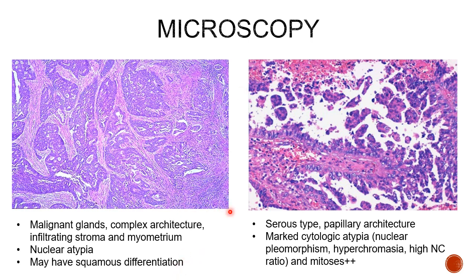For type 2 carcinoma, this is typically of serous type, so they tend to have papillary architecture. The cytologic atypia is often extreme with nuclear pleomorphism, hyperchromasia, and high N/C ratio, as well as numerous mitoses. So as you can see here, you have a papillary projection with this luminal proliferation and cells projecting into the glandular lumen.